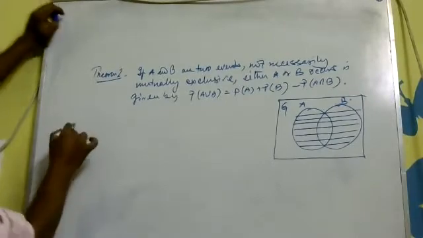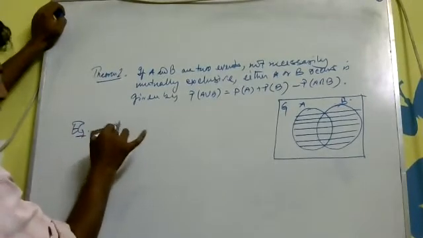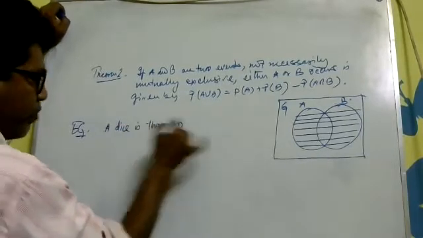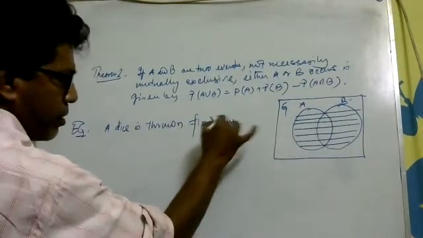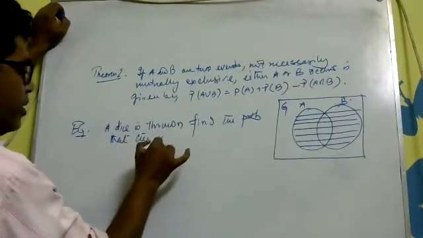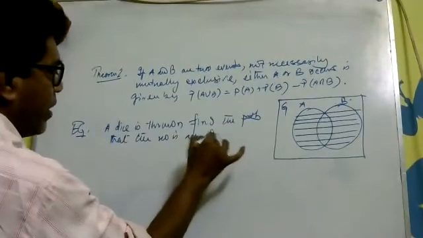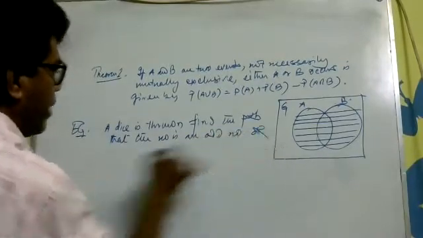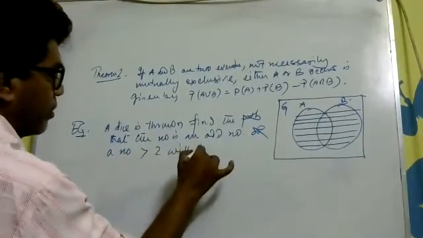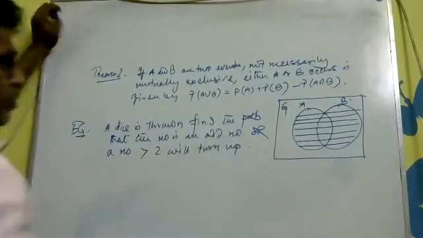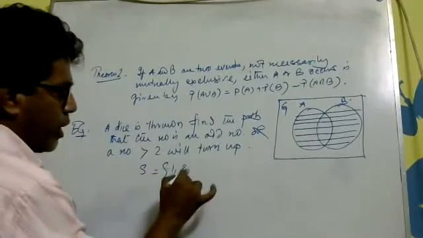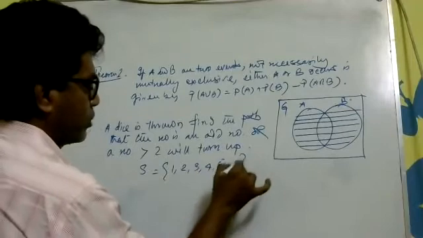Now, if I give you an example similar to the previous theorem: a dice is thrown. Find the probability that the number is an odd number or a number greater than 2 will turn up. That is the sum. So S is your sample space: 1, 2, 3, 4, 5, 6.